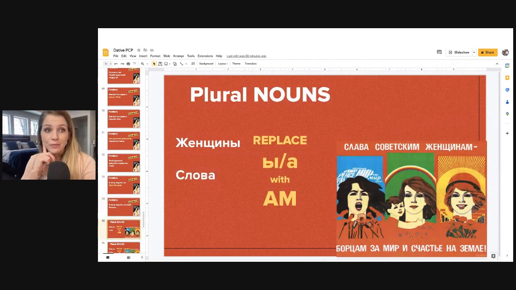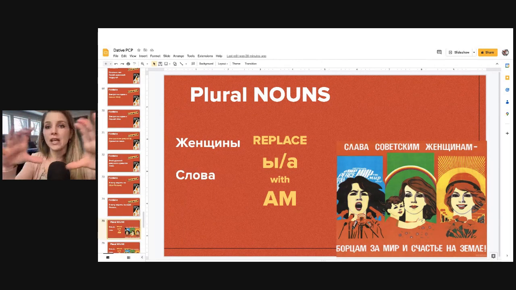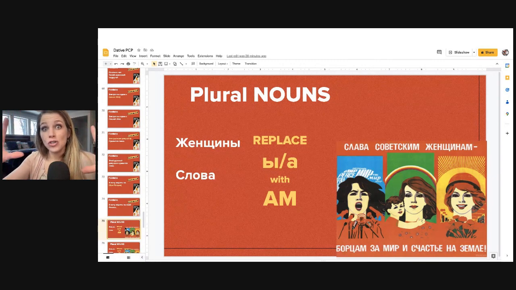Так. Now let's do plurals, okay? Hang in there. We're almost done. Remember, if you can do the C part of PCP, that's the building. That's the structure of your house, okay? And then the producing is the roof. The foundation is perceiving. The C is the structure of your house.